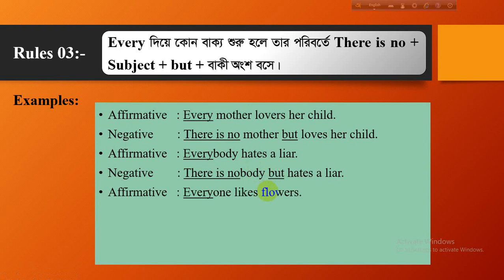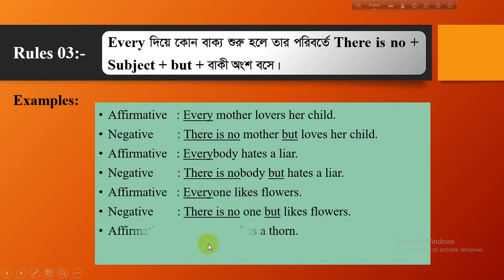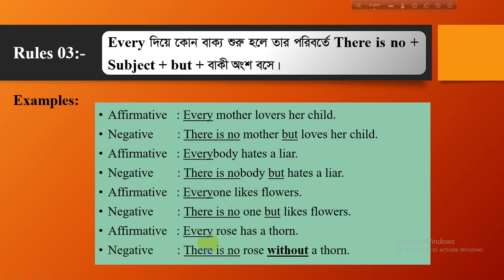Now come to another example. Everyone likes flower. So the answer will be there is no one. So again, instead of every we use there is no, and one will be the same. After the subject we can use but. So let's check the last answer. Every rose has a thorn. So the answer is there is no rose without a thorn.